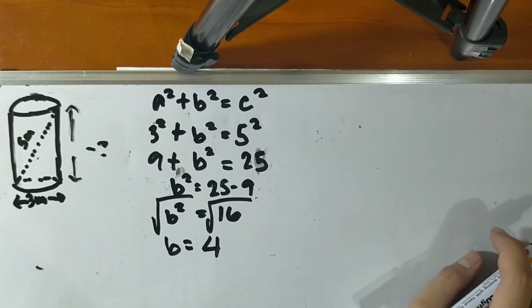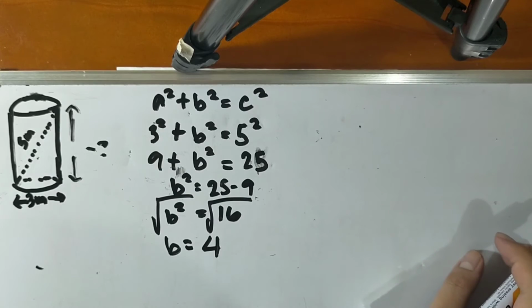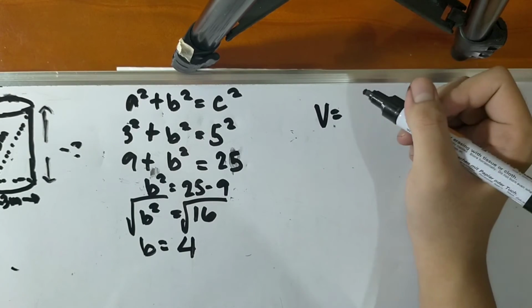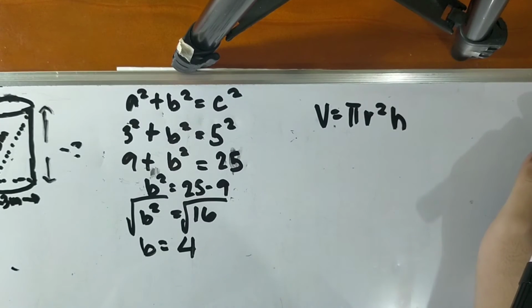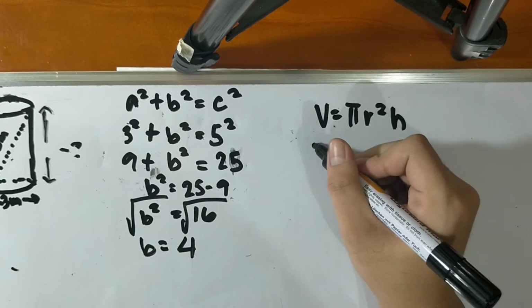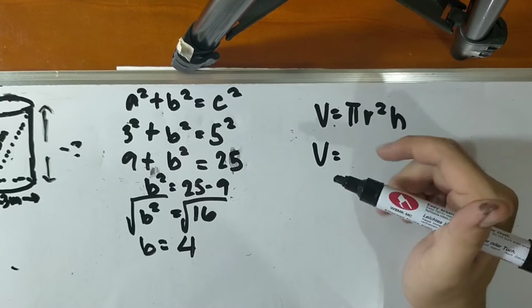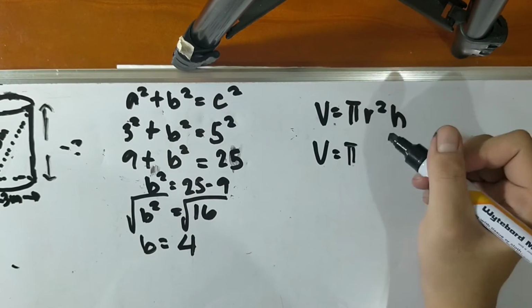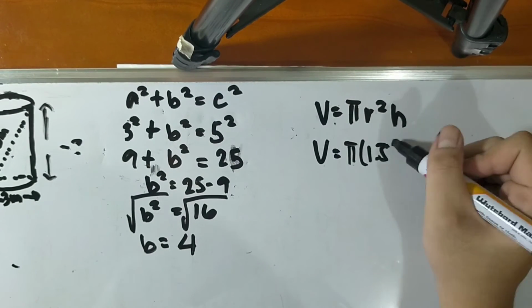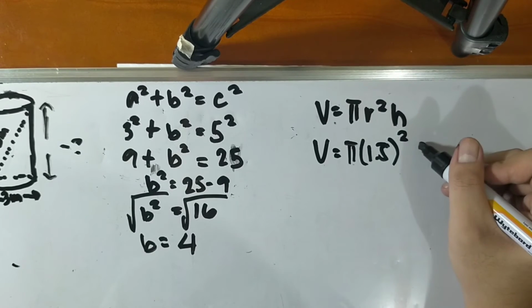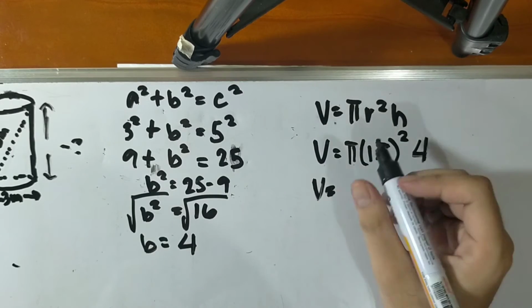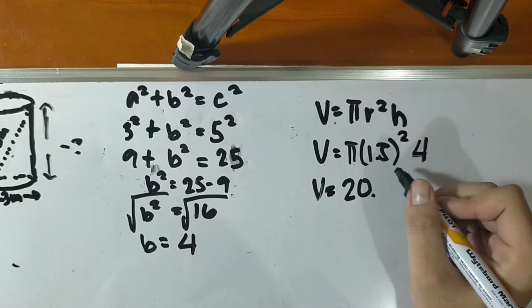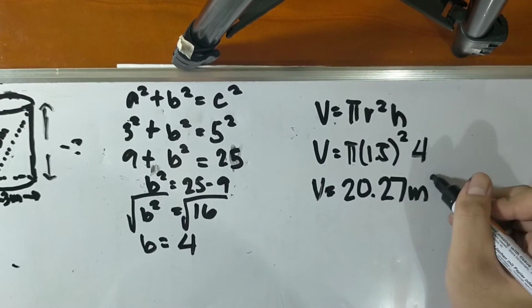Since we now have the height, let us solve for the volume. Volume equals pi r squared times h. Since the diameter is 3, I divide it by 2, so it results in 1.5. So 1.5 squared is multiplied by 4 meters. After I multiply all of them, it results in 20.27 cubic meters.